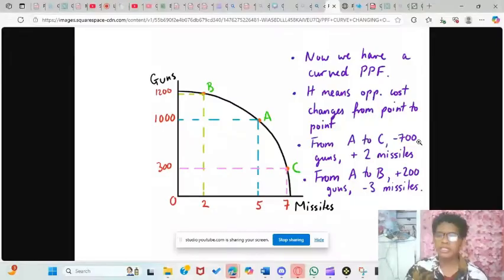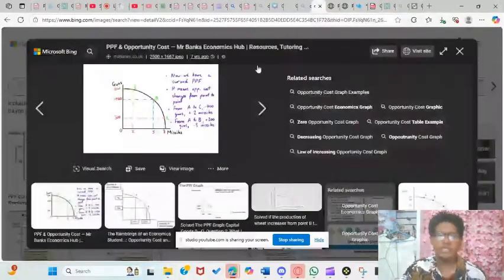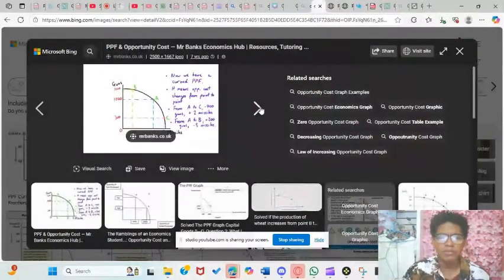From point A to C, negative 700 guns. So this is a better example of the opportunity cost, with points A, C, and B. And as I said before, once you see something is on a point, that means the good is being effectively utilized, meaning that we are not overutilizing the good, it is on the point. Right? Let's go into another, probably better example.